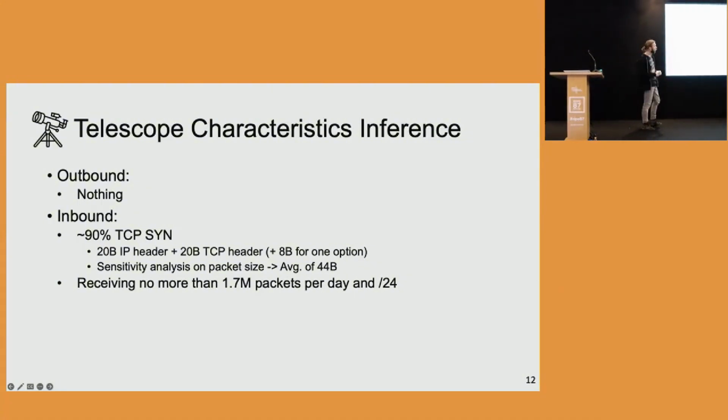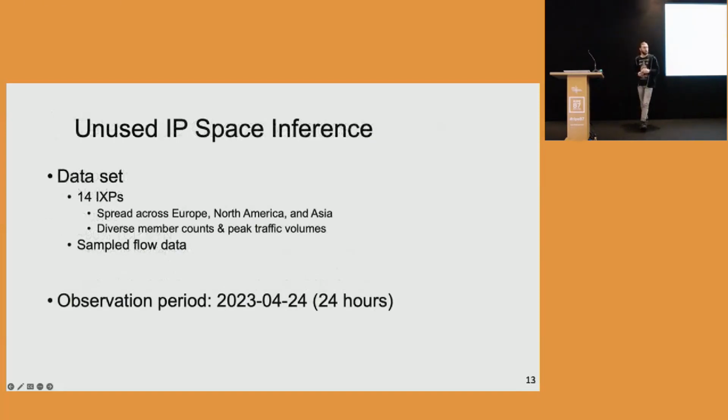Per /24 and per day, we found that this is 1.7 million packets on average, given our 3 telescopes that we work with. And lastly, well, that's it. Okay, there's more coming after.